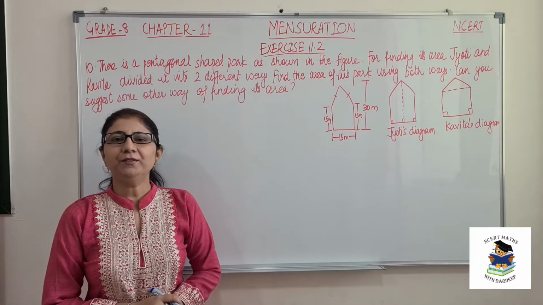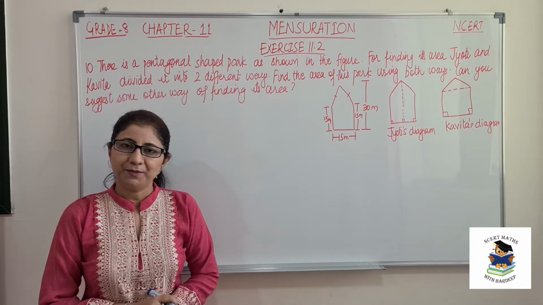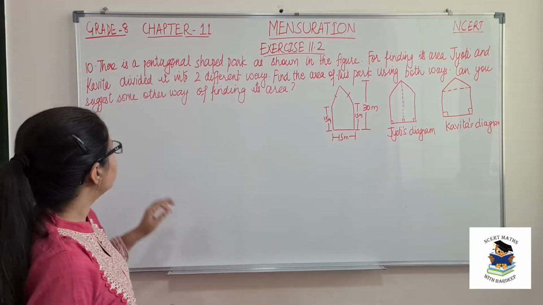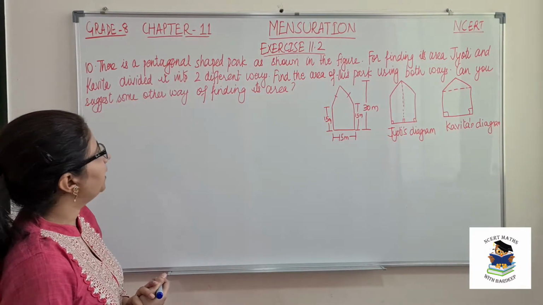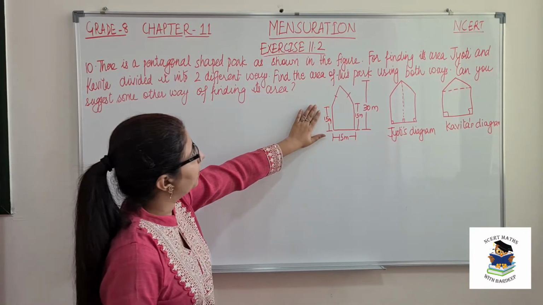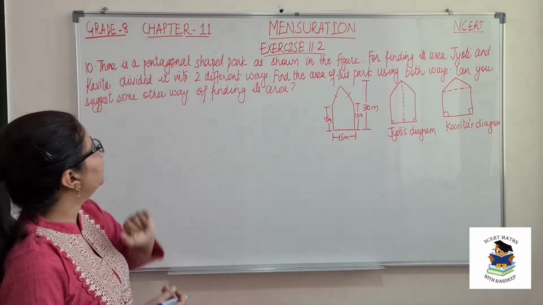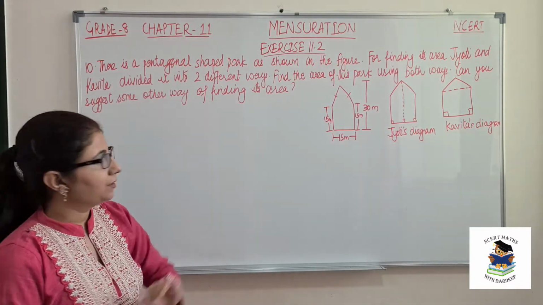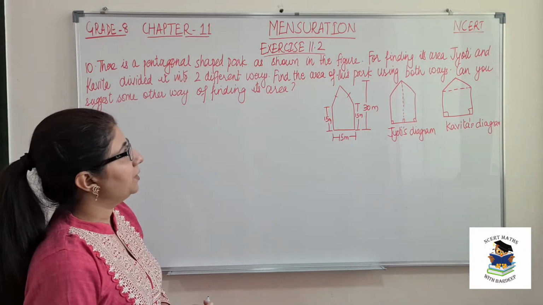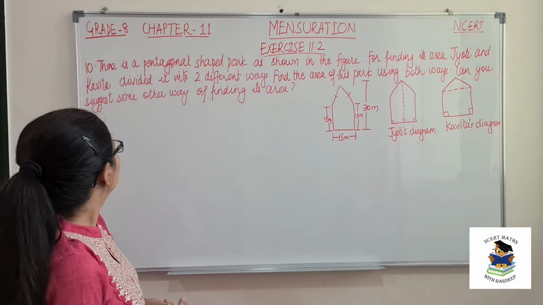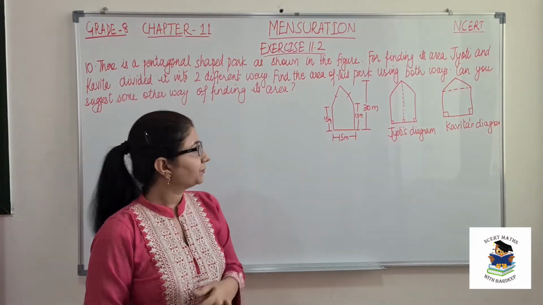Today we are continuing our exercise number 11.2 of chapter 11, that is mensuration. So let's see the 10th question. There is a pentagonal shaped park as shown in the figure. For finding its area, Jyoti and Kavita divided it in two different ways. So these are the two ways. Find the area of this park using both ways. And can you suggest some other way of finding its area?